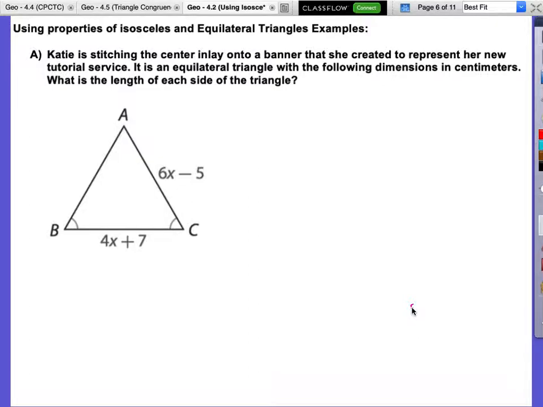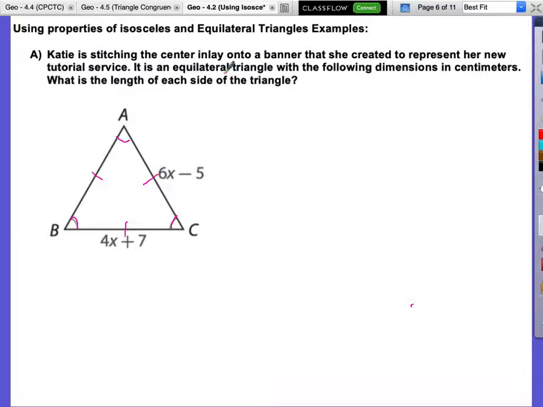So equilateral, what's that tell us? Yeah, Gracie? All sides are congruent. Okay. So Alicia's saying if it's equilateral, then all three sides are congruent and all three angles are congruent. Well, it says it's equilateral, and we have right above this that if it's equilateral, then it's automatically equiangular. So we can go from there to there.